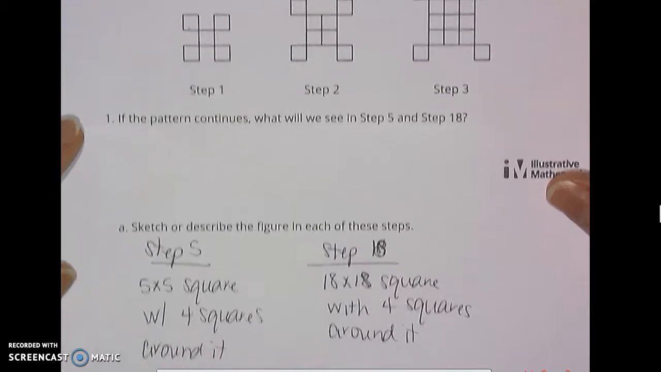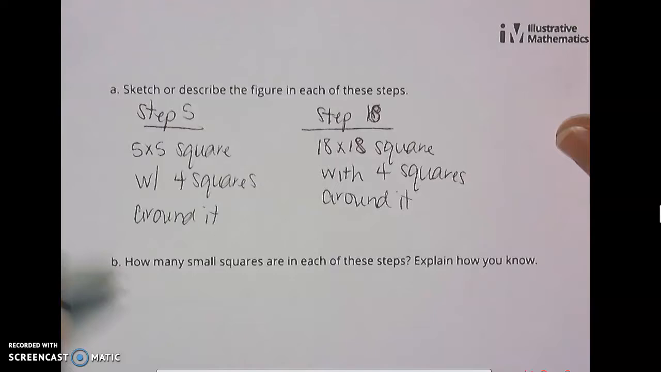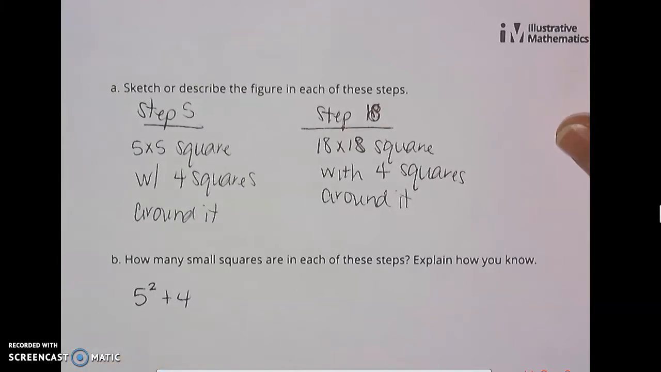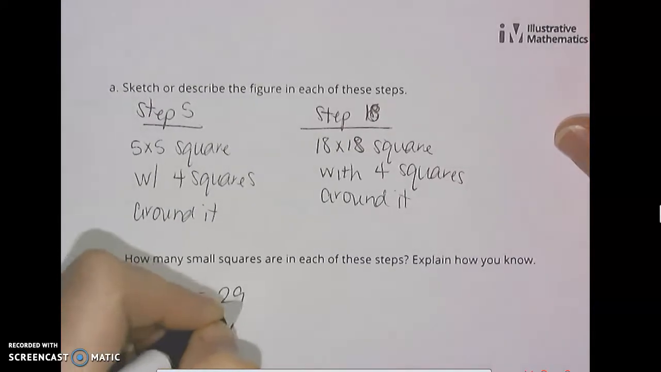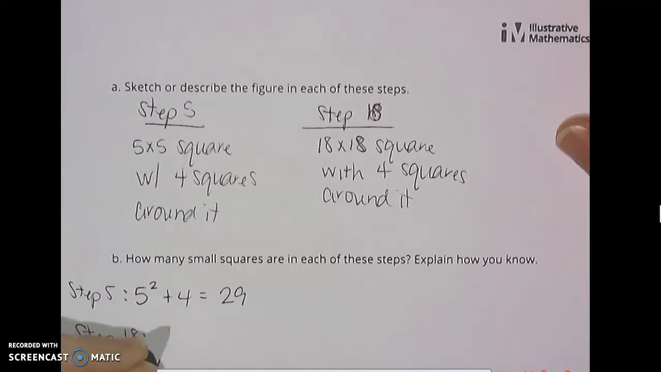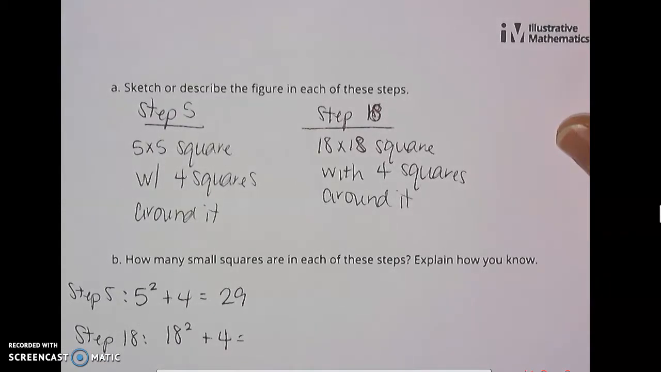The next question is how many small squares are in each of these steps, and explain how we know. If we had a 5 by 5 square in the middle, we would have 5 squared, and then we have the 4 small squares around it. So that would give us 29 squares. This is step 5. For step 18, we would have 18 times 18, or 18 squared, plus the 4 small squares around it, which would give us a total of 328 squares.